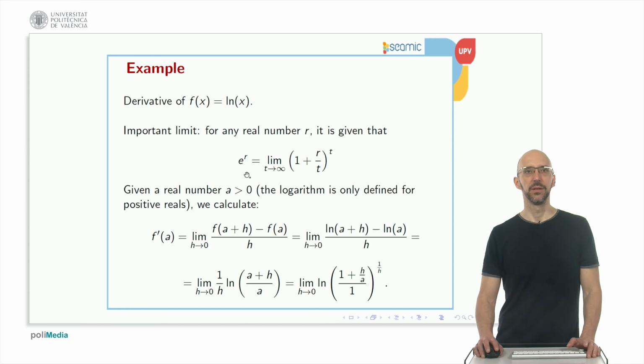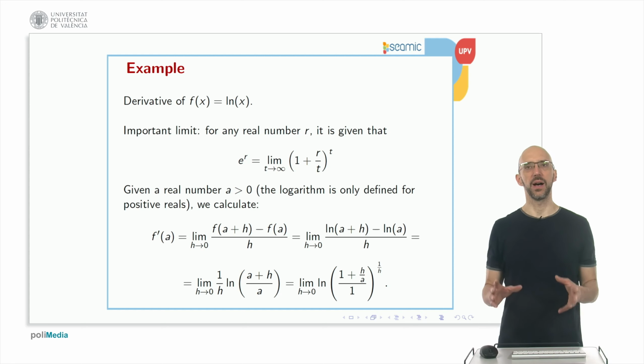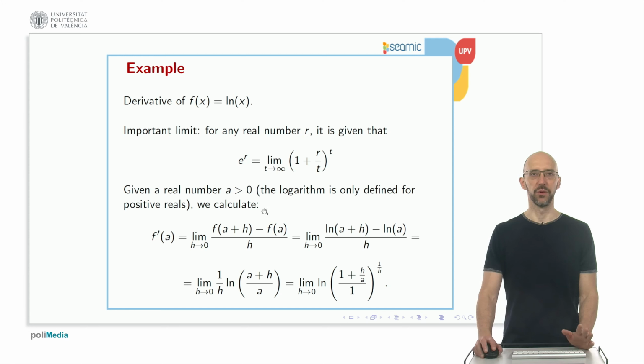e to the r, the exponential function to the power r, is the limit when t tends to infinity of the function (1 plus r over t) to the power t. Okay? To prove this is a little bit more complicated, but this is a formula that we are going to apply. The exponential function to the power r can be calculated as this limit. Therefore, let's calculate the derivative of the logarithm. If we use the definition, the function at a plus h is the logarithm of a plus h. The function at a is the logarithm of a.